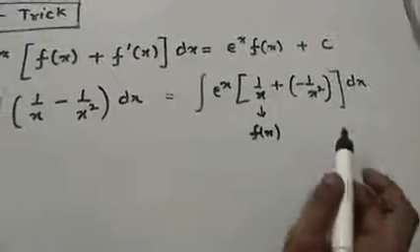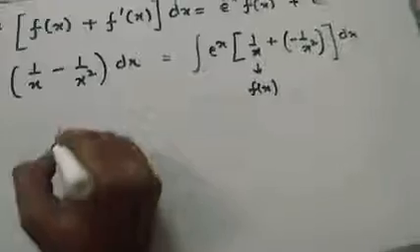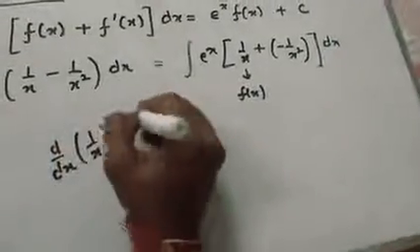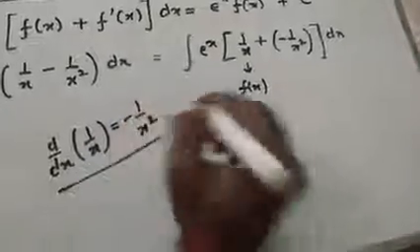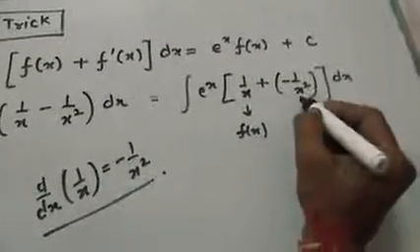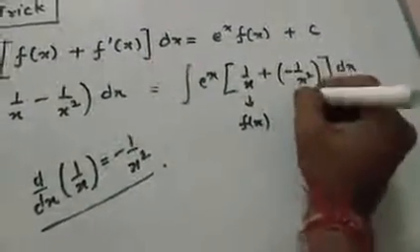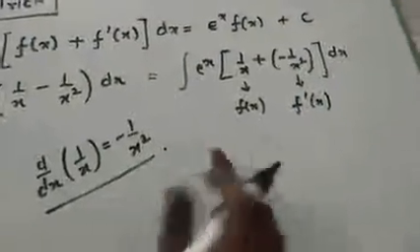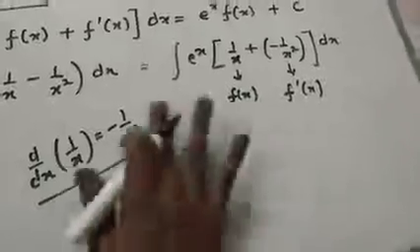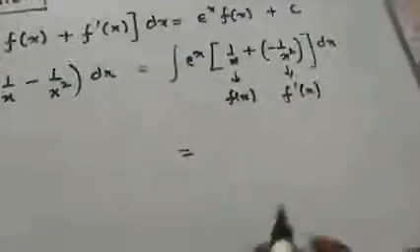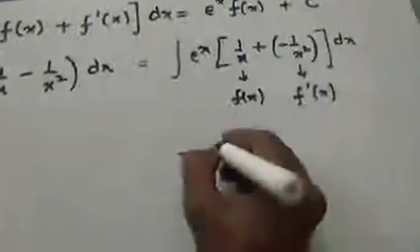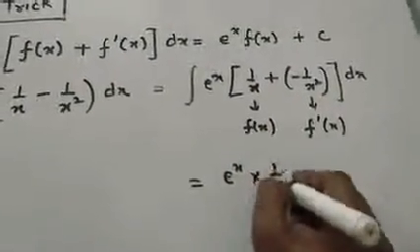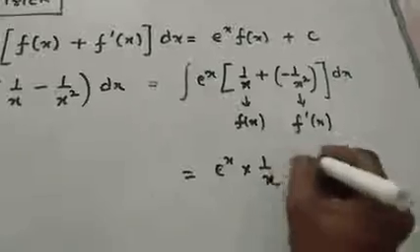And what is the derivative of 1 by x? We know that d dx of 1 by x is nothing but minus 1 by x square. So this is our f dash of x. So by this short trick rule, what will be the answer? e to the power x f of x, that is e to the power x into, what is f of x? 1 by x, plus c.